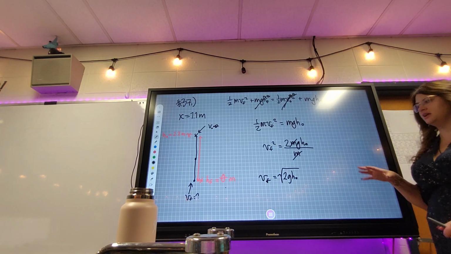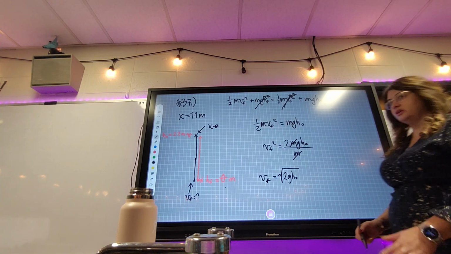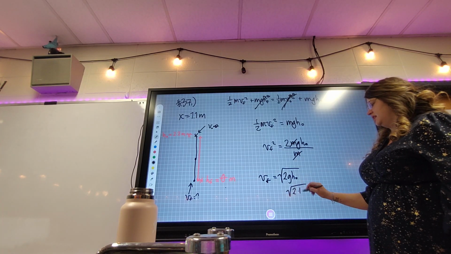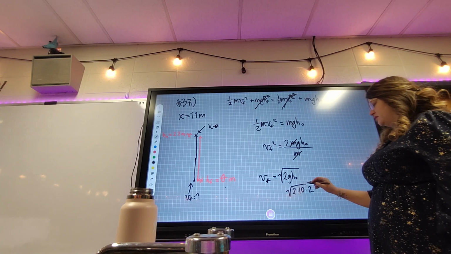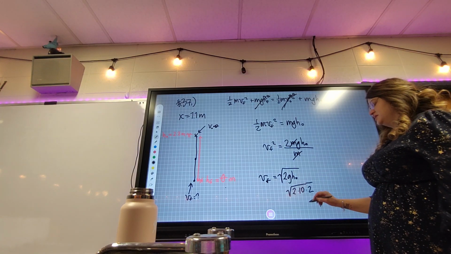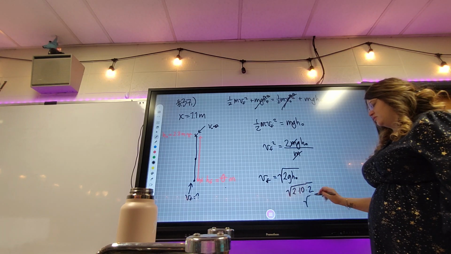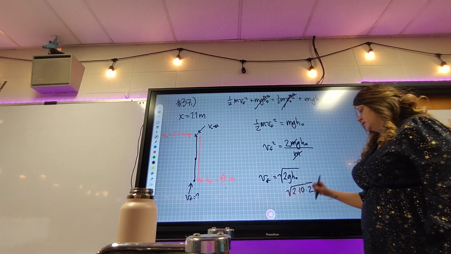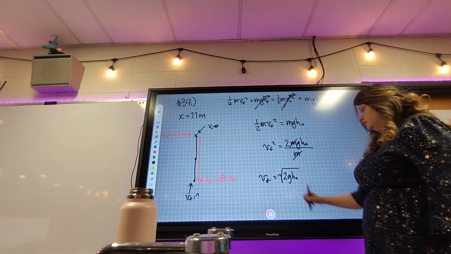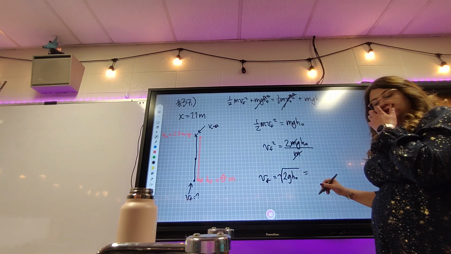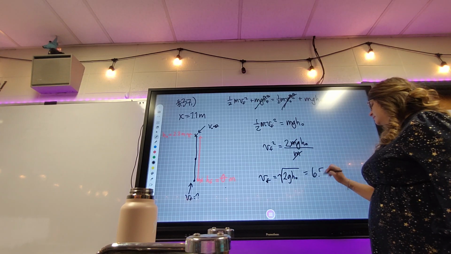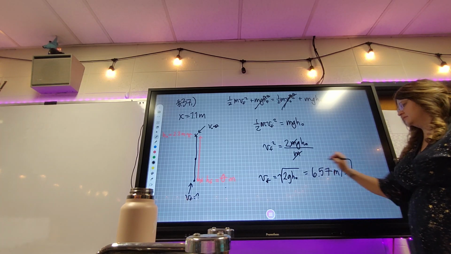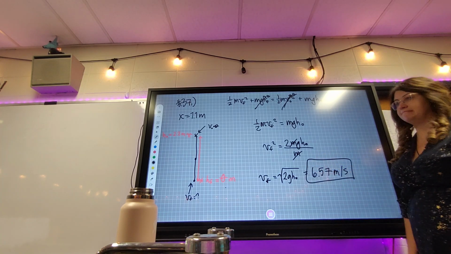And it's even something that if you had to do without a calculator, you could get an approximate value. You can just round these numbers a little bit. So 2 times 10 is 20, times 2 is 40, square root of 40. You could even think of a number that's close to that if you had to without a calculator. What did you get for an actual answer though? 6.57. And what's your unit here? Meters per second. Correct. Also joules just because.